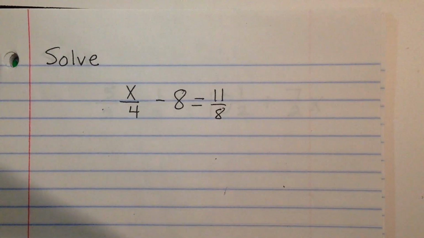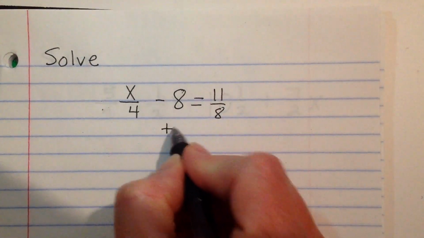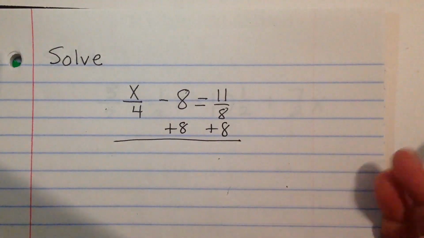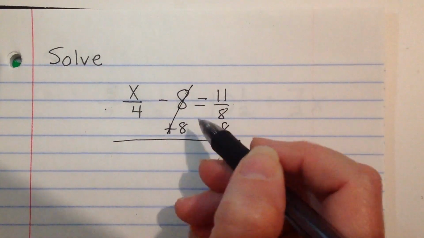Let's look at this equation. x divided by 4 minus 8 equals 11/8. First step I'm going to take in this problem is I'm going to add 8 to both sides. Adding 8 to both sides, the 8's cancel on the left.